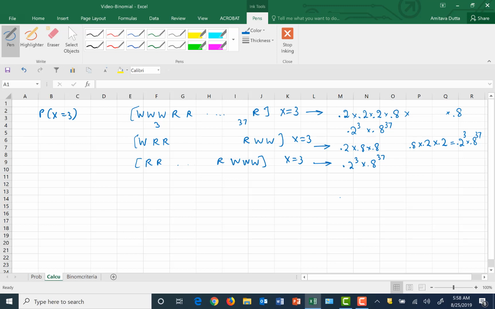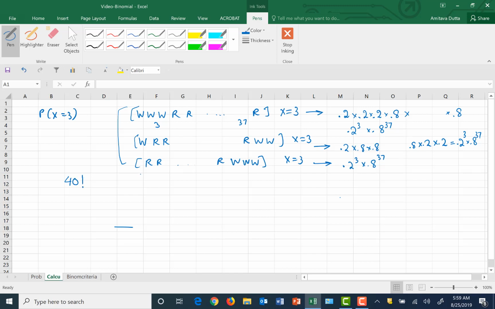So the only question that remains is how many of these sequences can we have? How many sequences can we have where we have 3 W's and 37 R's? Here we go back to our notions of permutations and combinations and factorials that we had introduced a couple of classes back, or maybe the last class. So we have 40 students, and you can arrange them in 40 factorial ways.